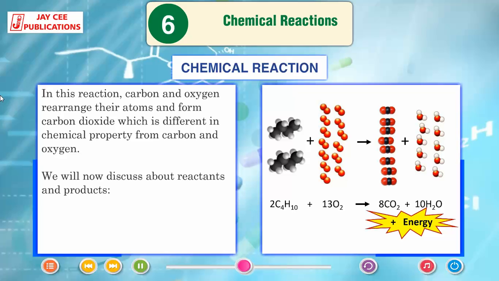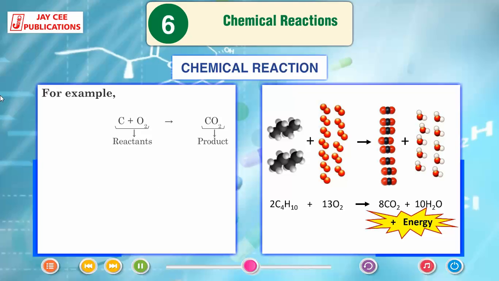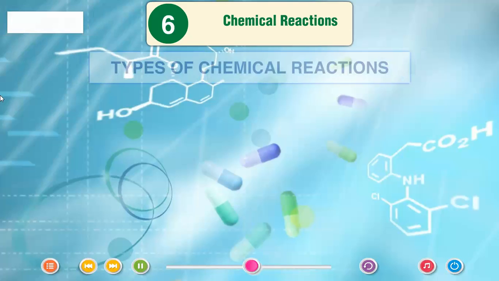We will now discuss reactants and products. The substances which take part in a chemical reaction, different in their chemical property, are called reactants. The new substances produced as a result of a chemical reaction by rearrangement of the atoms are called products. For example, C plus O2 (reactants) gives CO2 (product).